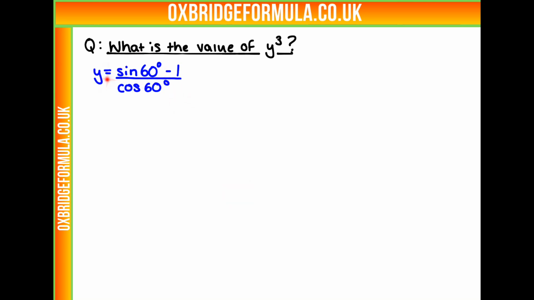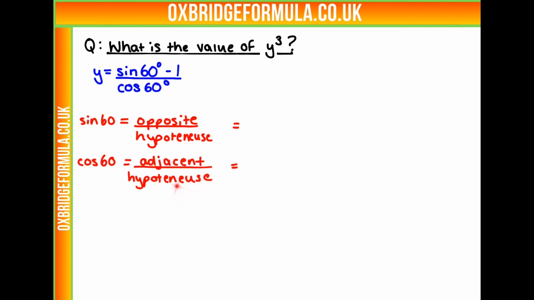Let's start with sin 60. How do we work out what sine of an angle is? Well, we find the opposite length over the hypotenuse length. And for cos, we're going to do the adjacent over the hypotenuse. But how can we work out what these actually are for our angle of 60 degrees?